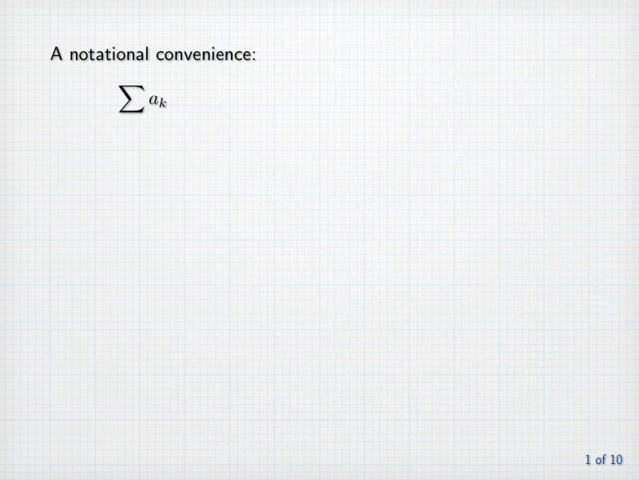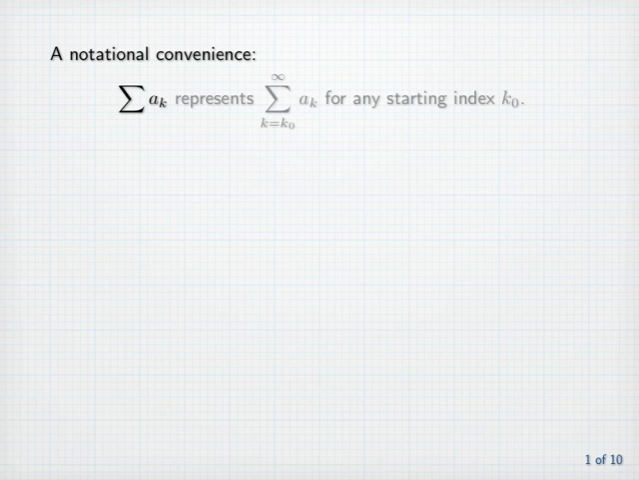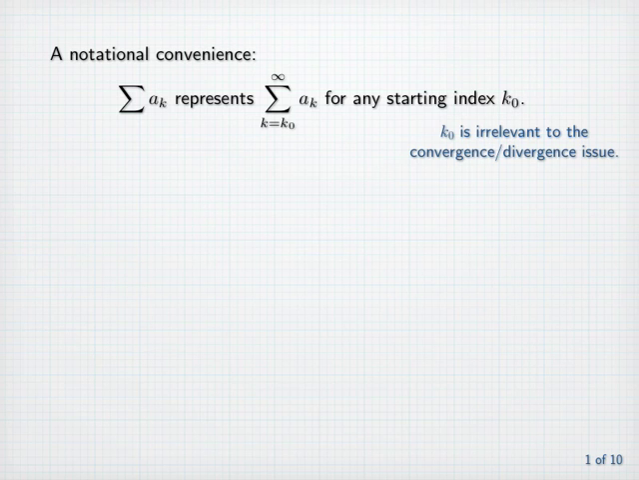The sum of a sub k represents the sum as k goes from k0 to infinity of a sub k for any starting index k0. We do this because we are only concerned here with the question of whether a series converges or diverges, and the starting index k0 is irrelevant to that question. In fact, changing any finite number of terms in any series has no effect upon whether the series converges or not.